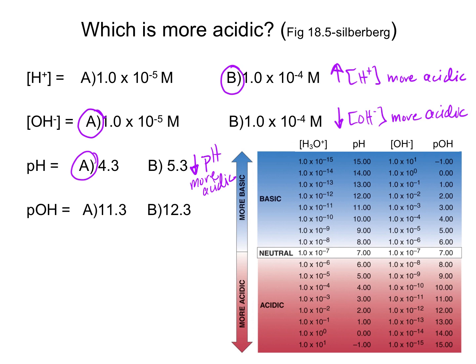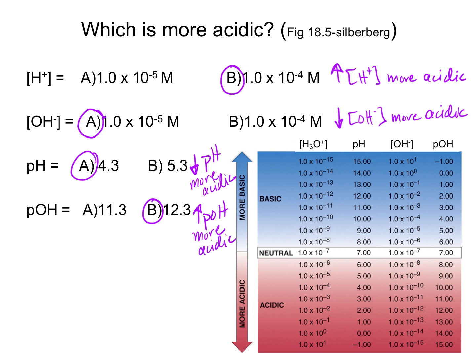And lastly, let's look at the pOH. We're looking for which one is more acidic on the pOH scale. We're feeling pretty confident again. I like it when we feel confident. So for the pOH, we're now looking at the higher pOH. A higher pOH will be more acidic.